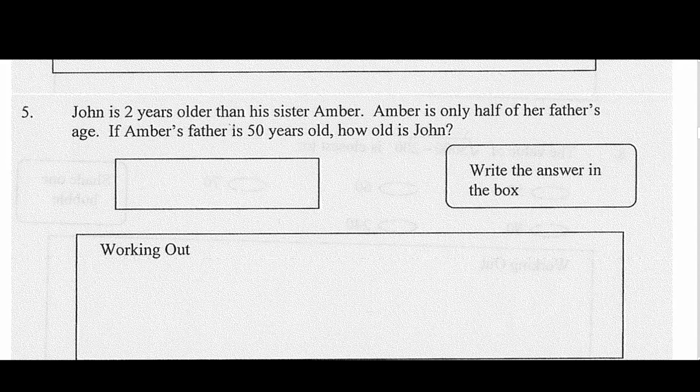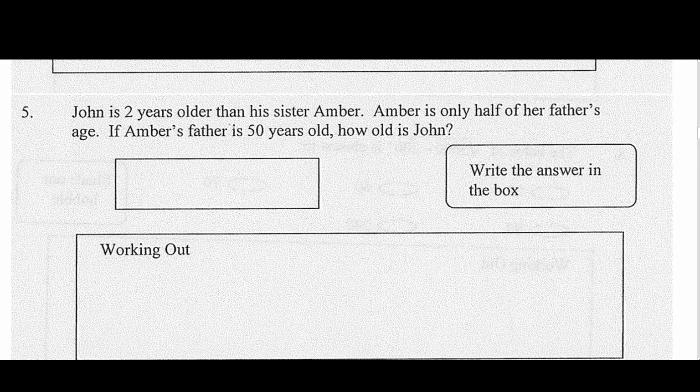Number 5. John is 2 years older than his sister Amber. Amber is only half of her father's age. If Amber's father is 50 years old, how old is John?